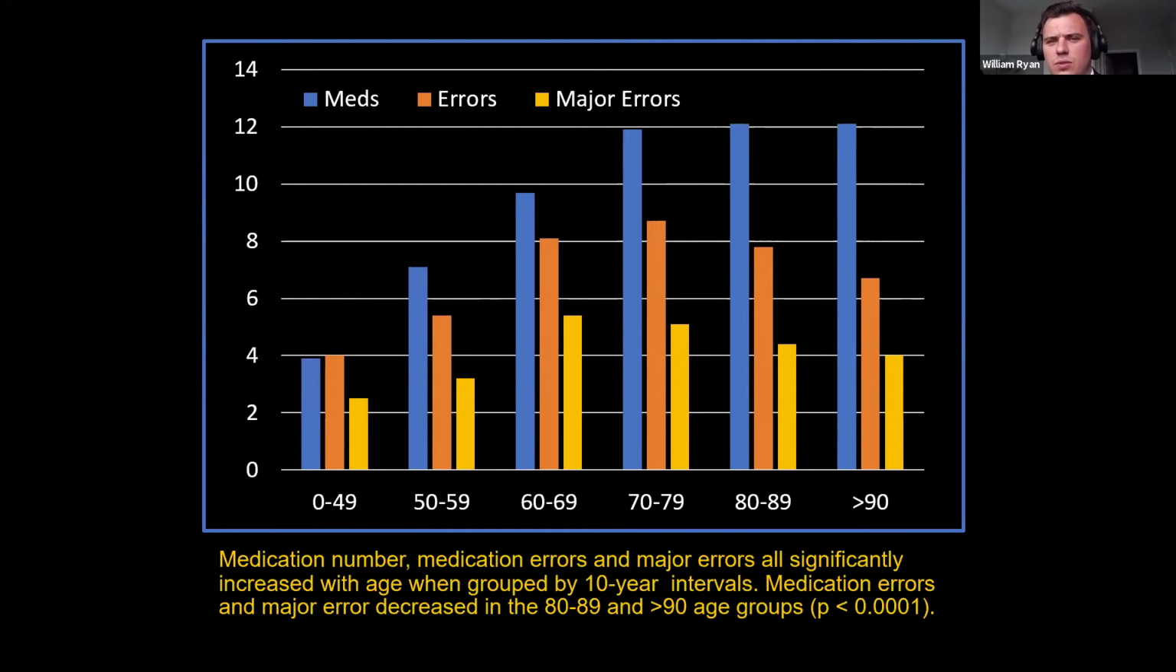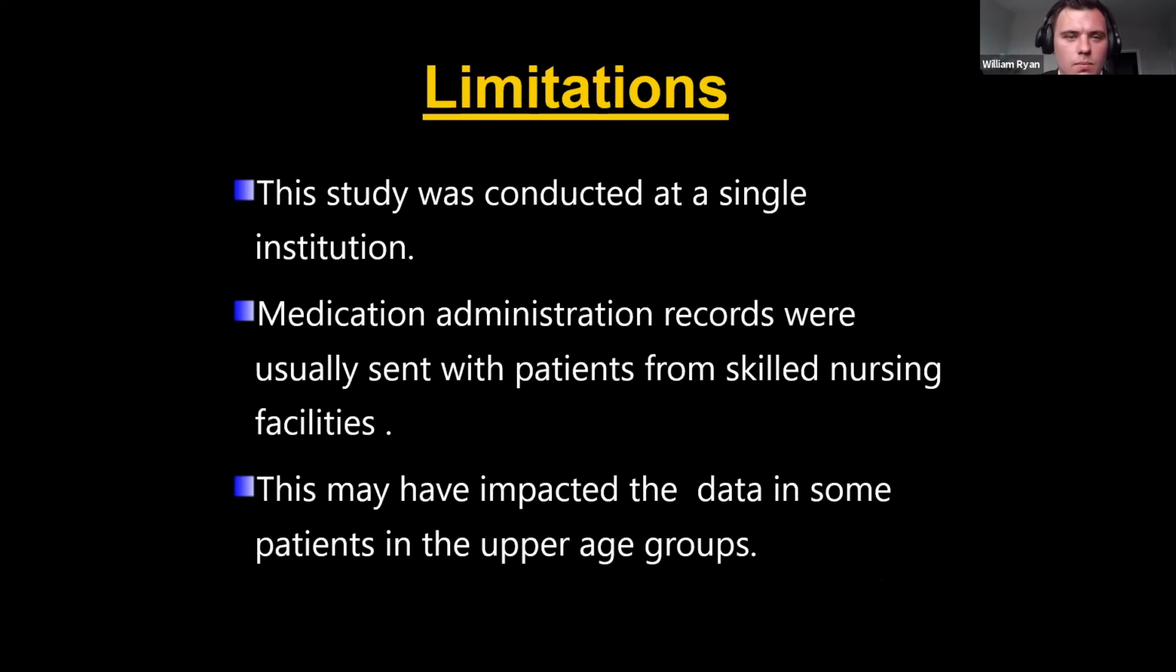And what we think that this is due to is that many of these patients in these age groups came from skilled nursing facilities, and they often came in with medication administration records. So we believe that this may be the reason why the number of errors and major errors decreased in these groups compared to the 70 to 79 age range.